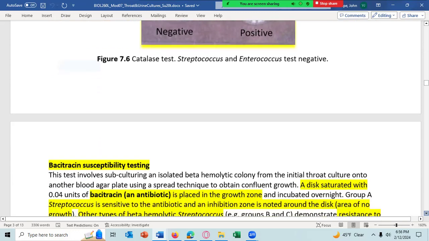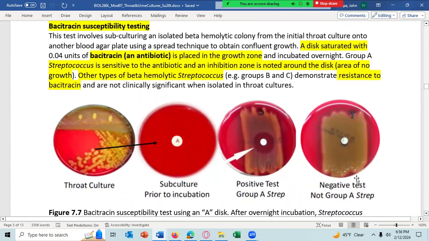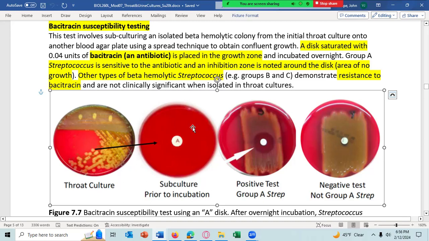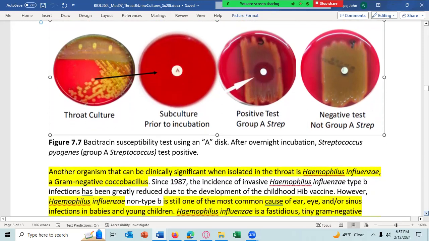You then run the bacitracin test. Bacitracin is an antibiotic. So what you do is you take your beta hemolytic bacteria, smear it all over this portion of the blood agar plate. You then put down the bacitracin disc, incubate the plate, and if you have a zone of inhibition around the bacitracin, and it has to be a specific size, which isn't stated here, I'll look at that.